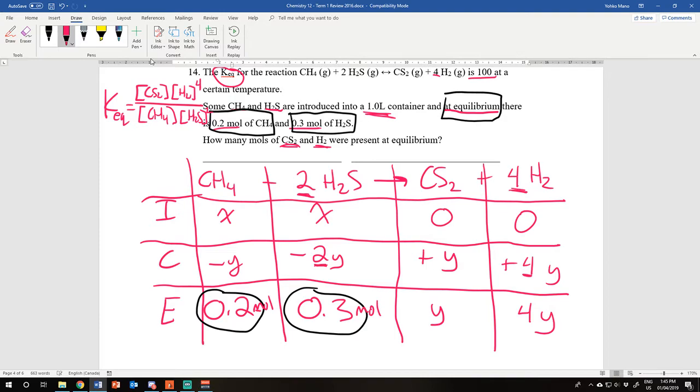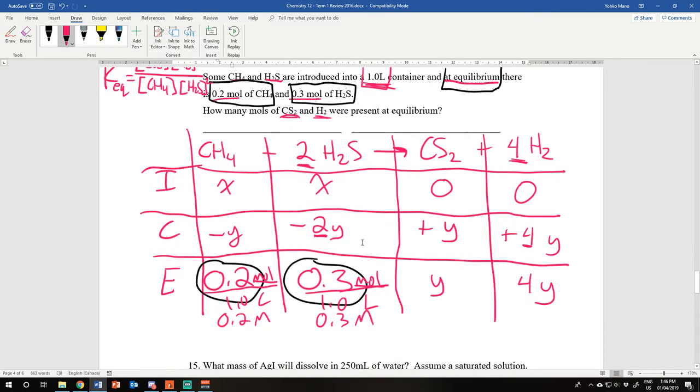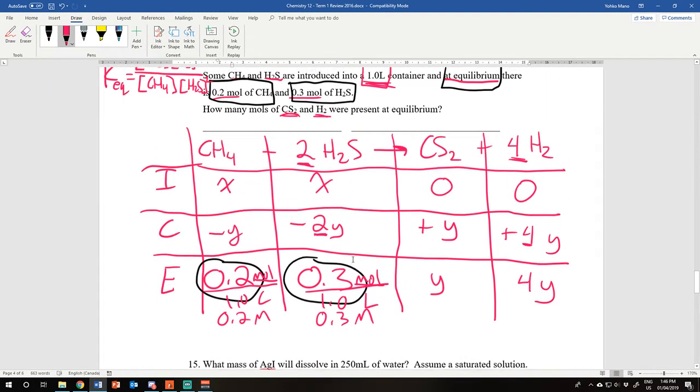Now, because I have this in moles, I have to convert these mole amounts into concentrations, which is easy enough because I have a 1 liter container. So just divide this by 1 liter, divide that by 1 liter. That'll give me my concentrations here, which is surprisingly easy. 0.2 molar, 0.3 molar. And I should have written smaller and given myself more room.